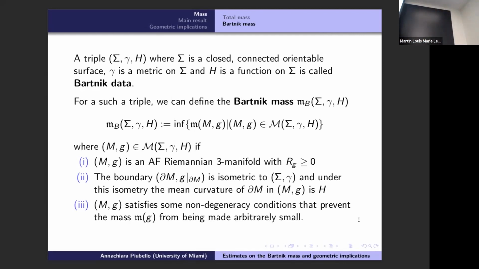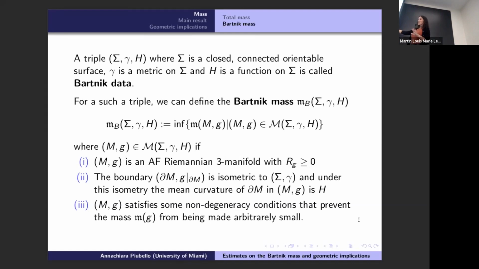Here, this is just the ADM mass of Mg, where Mg belongs to this set here that is called the set of all admissible extensions for sigma. And we require Mg to be asymptotically flat with no negative scalar curvature. We want the boundary of M to be isometric to sigma and gamma and to have the mean curvature agree. And finally, we want to have some non-degeneracy condition that will prevent the mass from being made arbitrarily small. For example, that it is outer minimizing or that it doesn't contain any other minimal surface.